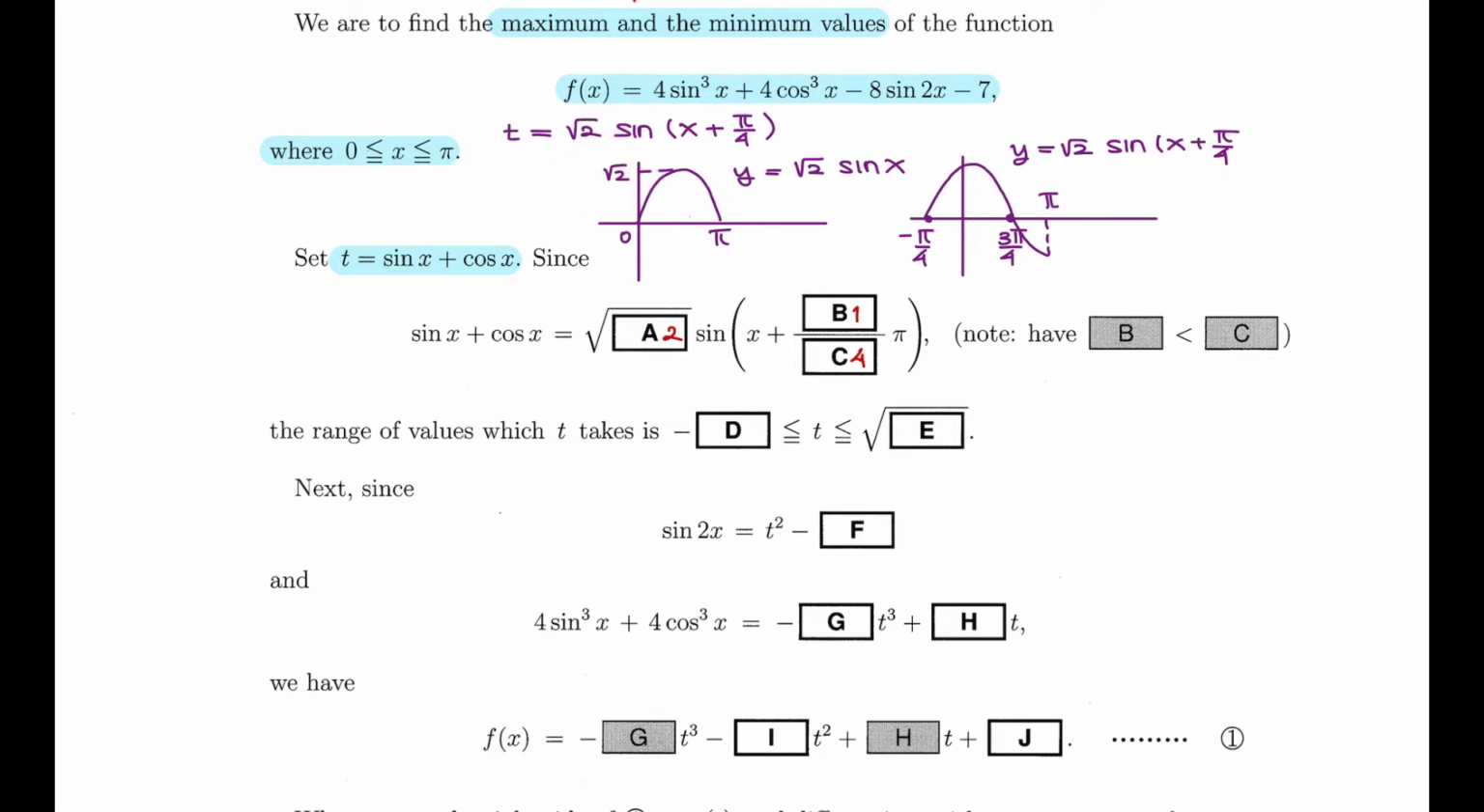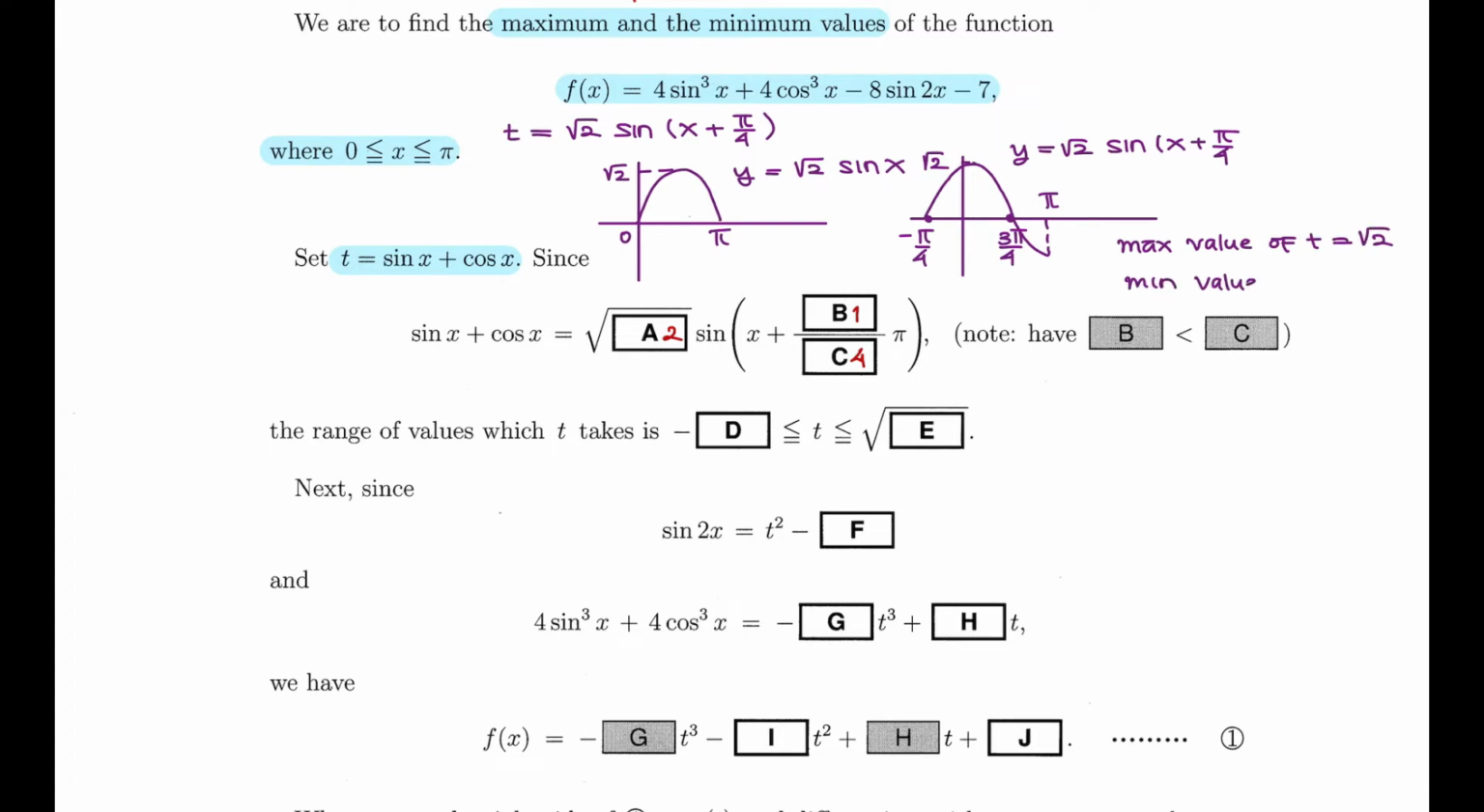And the minimum value is obtained when x equals pi. This is the minimum value of t. So the maximum value is square root of 2. And the minimum value is when x equals pi. So I will substitute x equals pi into that equation and then find the value of t. Max value of t is square root of 2.